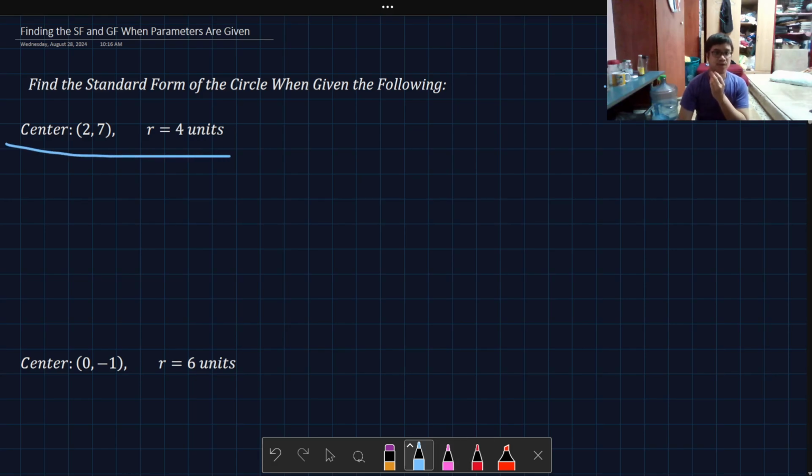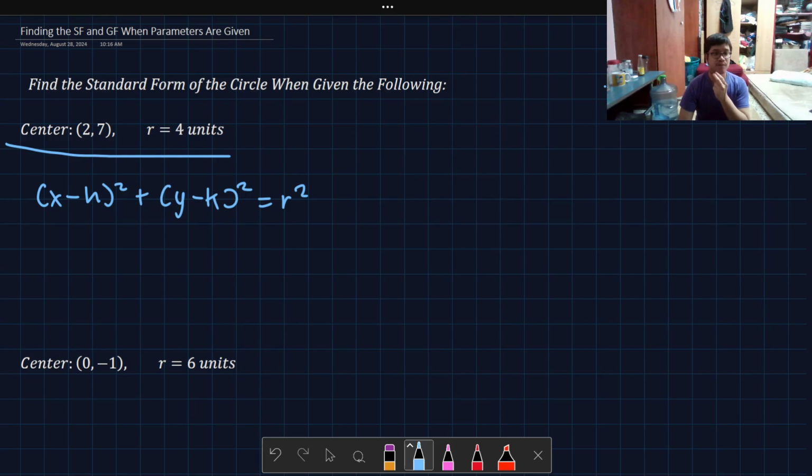Okay. So first and foremost, we must know the formula. Remember that the formula of a standard form of a circle is what? The square of x minus h plus the square of y minus k is equal to r squared. All we need to do is simple. Just substitute h, k, and r. Yeah, that's it. That's what you're going to do. Just substitute h, k, and r.